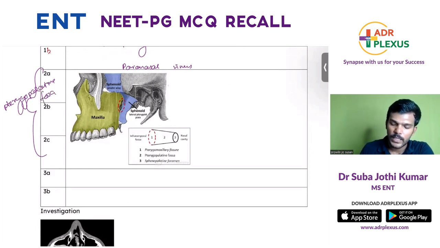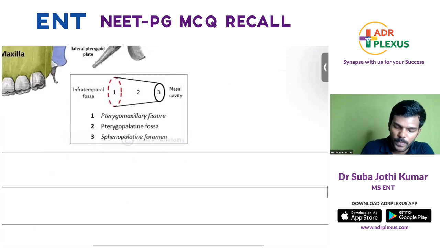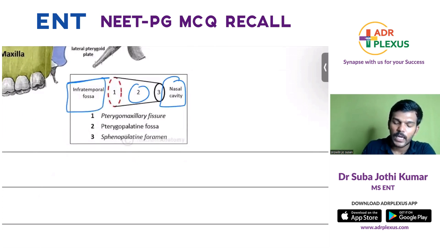Pterygopalatine fossa. See here, this is the pterygopalatine fossa. This pterygopalatine fossa is lateral to the nasal cavity. Then it is medial to the infratemporal fossa. It is associated with the nasal cavity, or it connects to the nasal cavity through the sphenopalatine foramen.